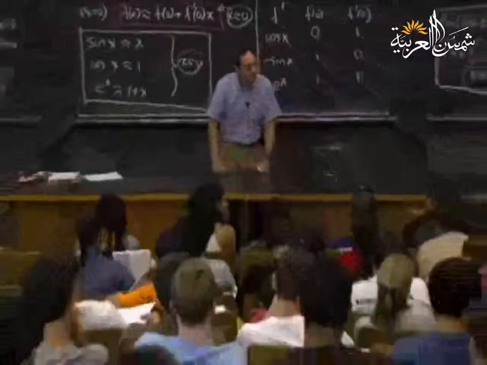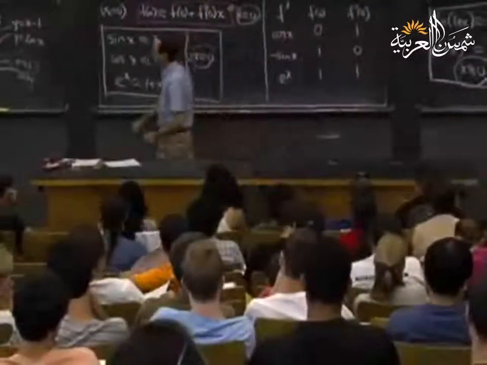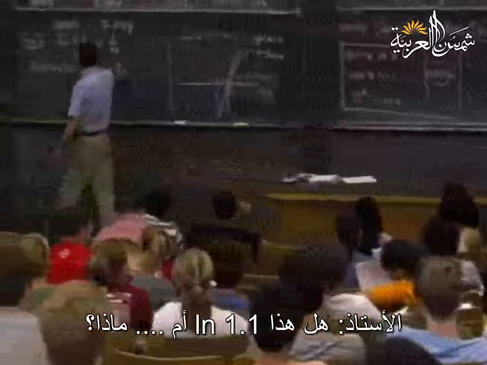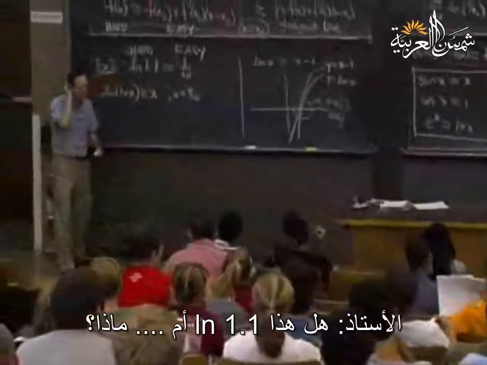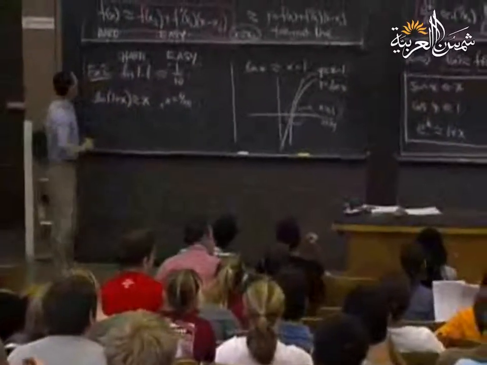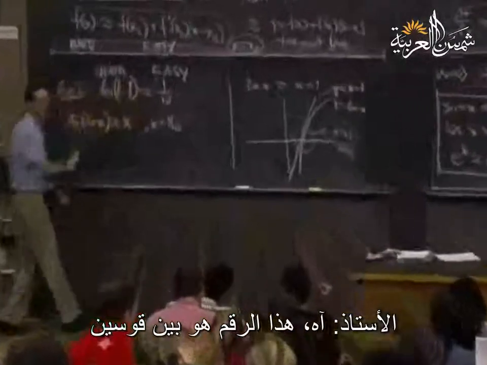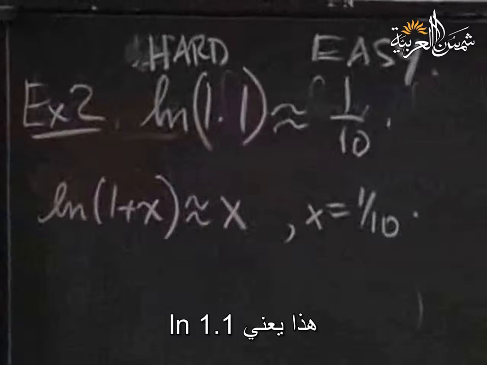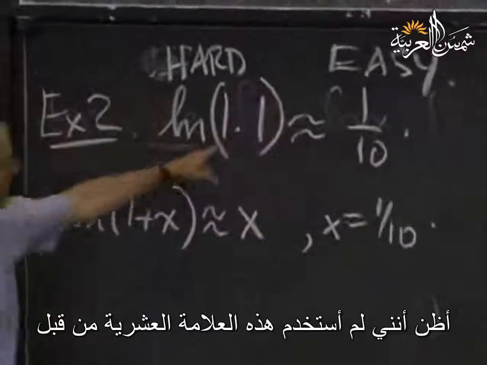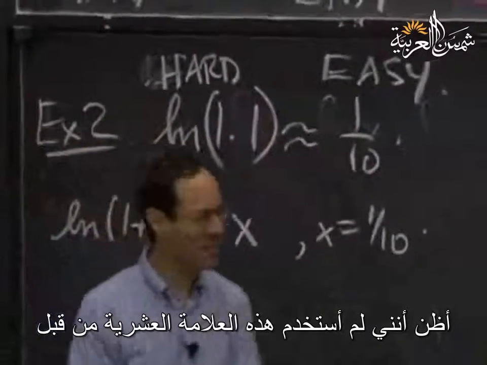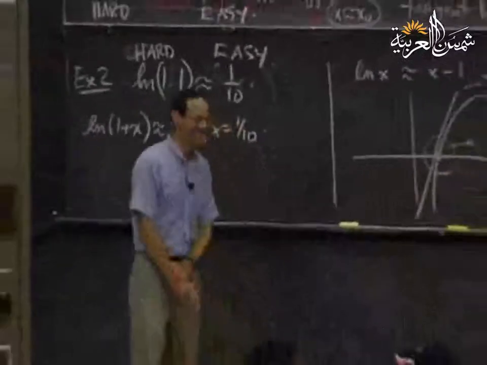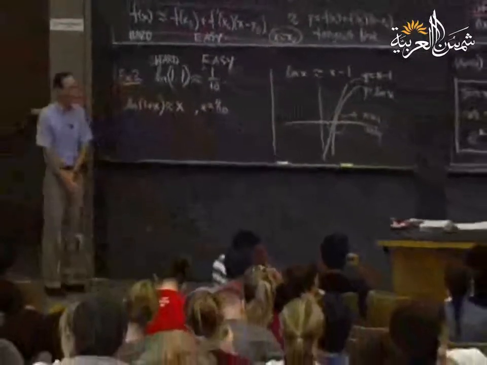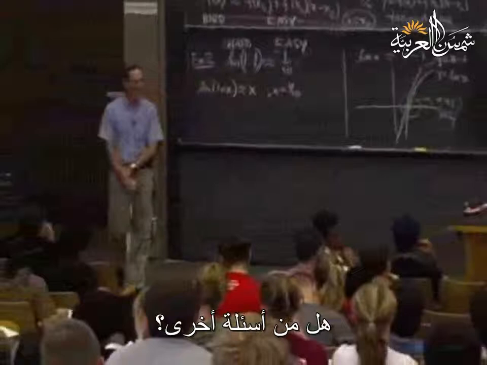Yeah? Is that ln 1.1 or ln 1? Is this ln of 1.1 or what? This is a parens there. It's ln of 1.1. It's the decimal number, right? I guess I've never used that before, a decimal point, have I? I don't know. Okay. Other questions?